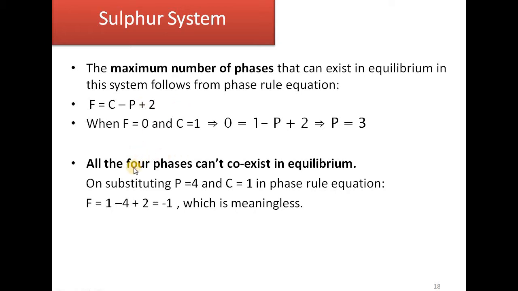So what we can say here is that all four phases can't coexist in equilibrium in the case of the sulfur system. On substituting P equal to 4 and C equal to 1 in the phase rule equation, we get F equal to -1, which is meaningless. The number of degrees of freedom can't be negative. That's why all four phases can't coexist in equilibrium in the sulfur system.